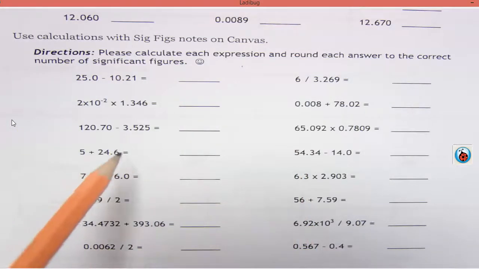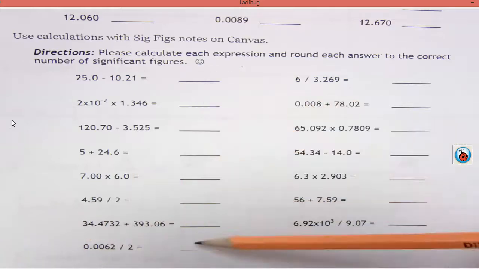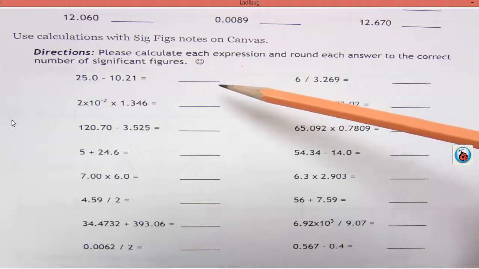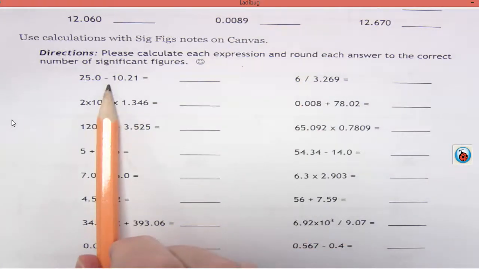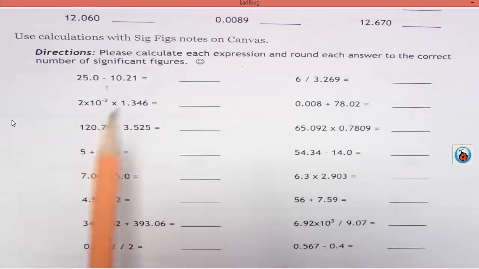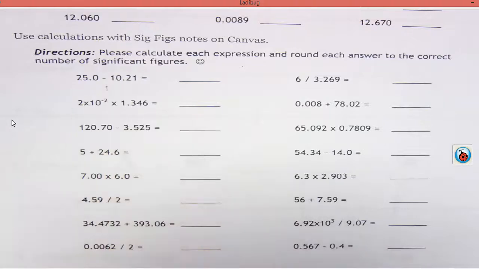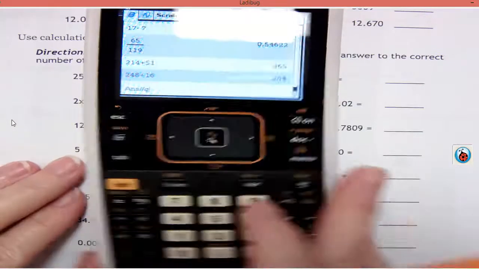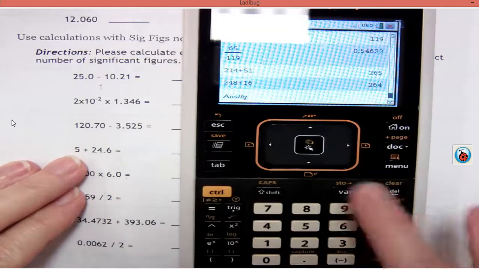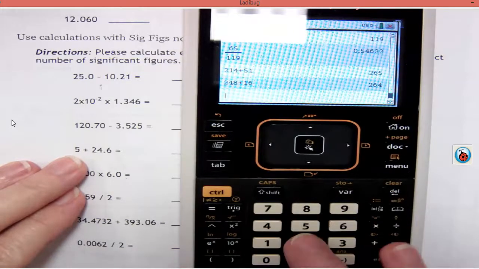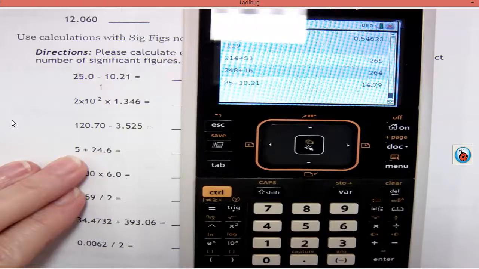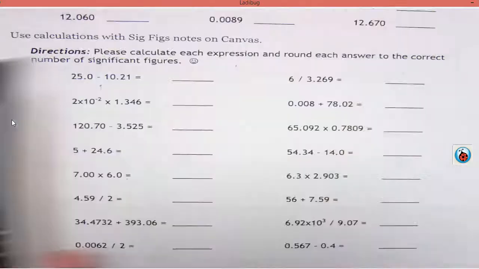I know you know how to multiply, divide, add, and subtract. That's not the point. The point is to get the calculation and put it in the correct number of Sig Figs. So on this first one, we're going to do the math. We're going to do a subtraction problem. So let's get that done. It is 25 minus 10.21, and you get 14.79.